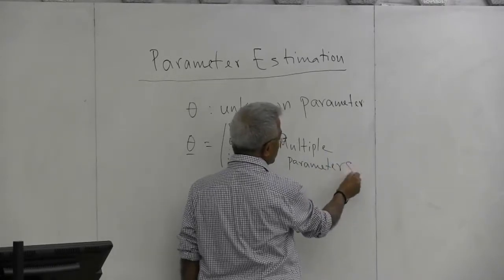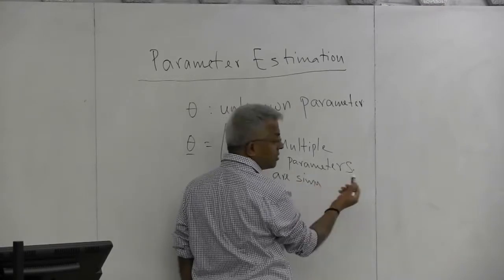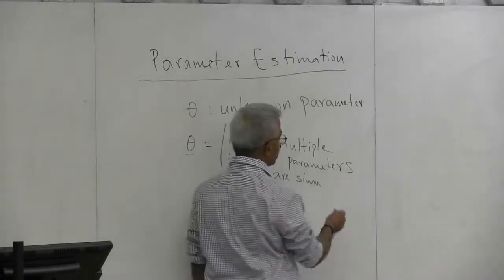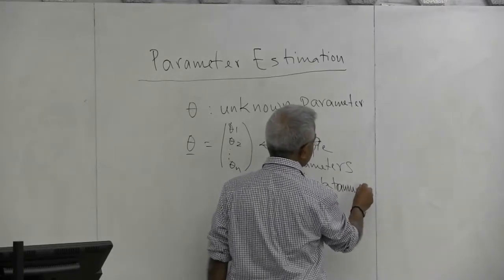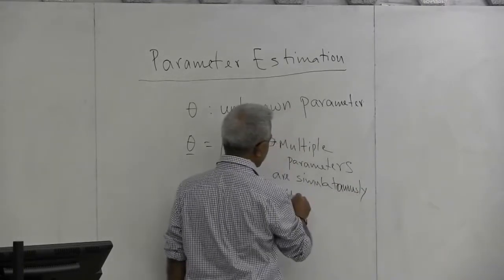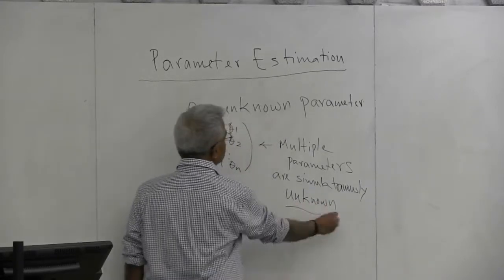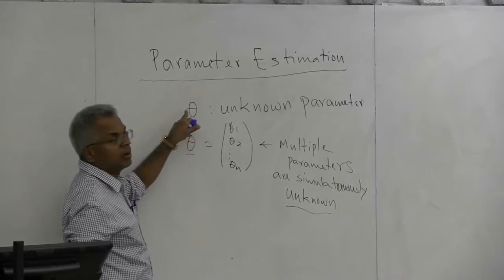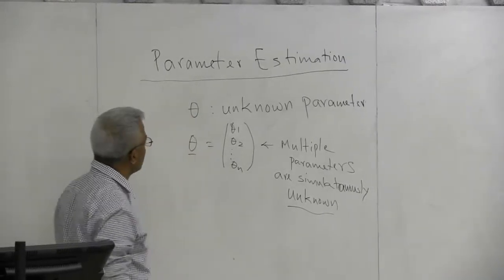Of course, we are estimating because they are all unknown. If something is known, there is nothing to estimate, right? So they are all simultaneously unknown. So let's deal with one unknown at a time. We'll deal with the single one.